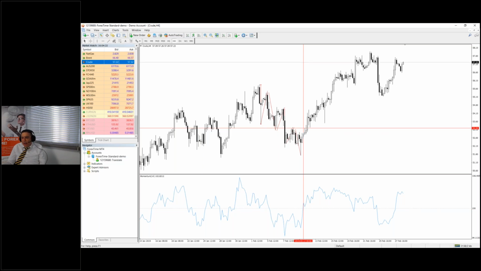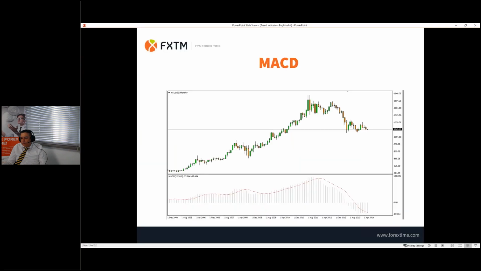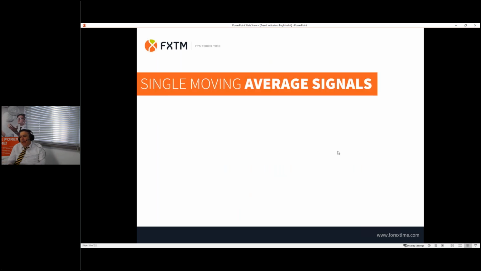Okay, let's go back to our chart. So MACD, this is what we discussed a while ago. You see the gray bars fall below the zero line, which means that most probably we should expect prices to move lower, right?